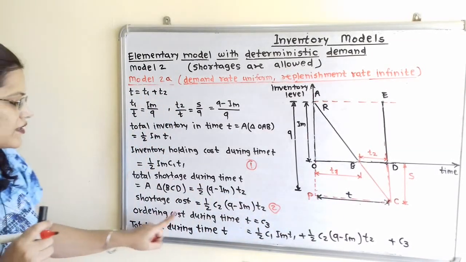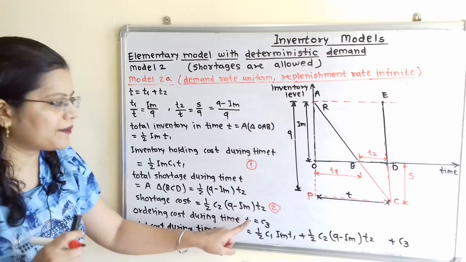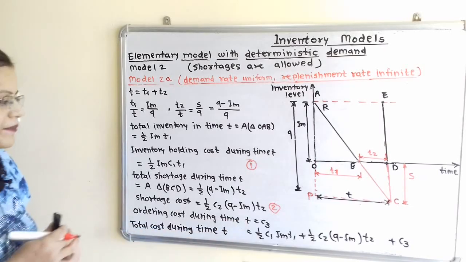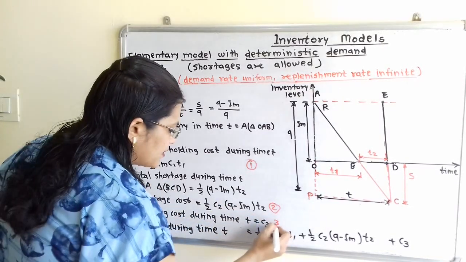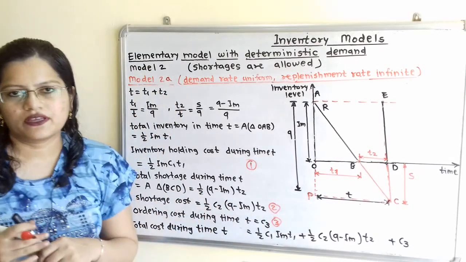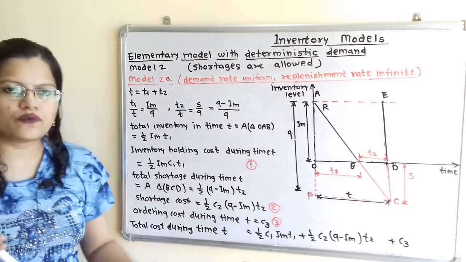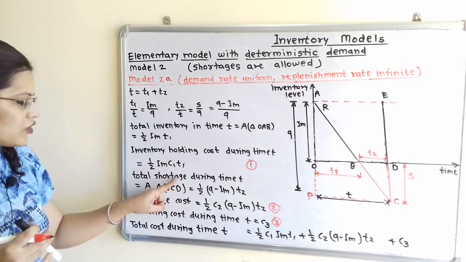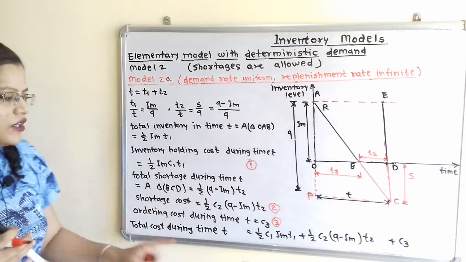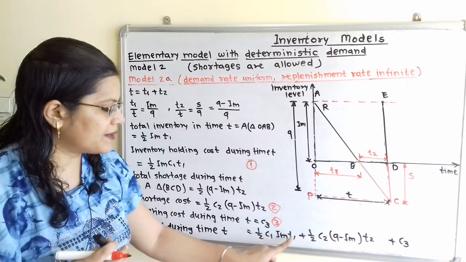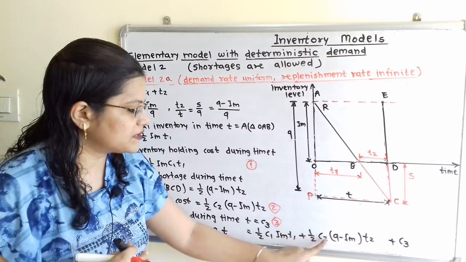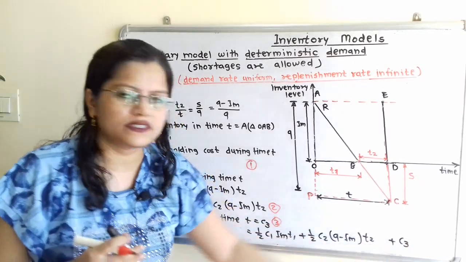Now next, ordering cost during time T. So ordering cost during time T, that is C3, and I will write this as equation 3. Now we will find out what is the total cost during time T. So we have to add holding cost, shortage cost and ordering cost. So I will add half C1 IM T1 plus half C2 into Q minus IM into T2 plus C3.